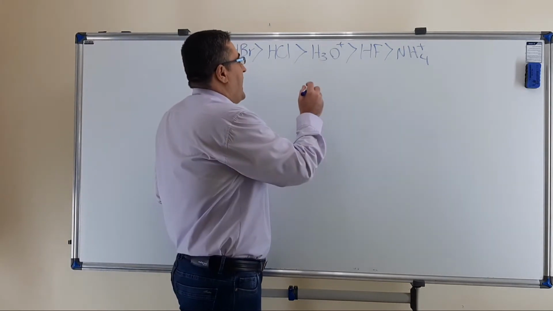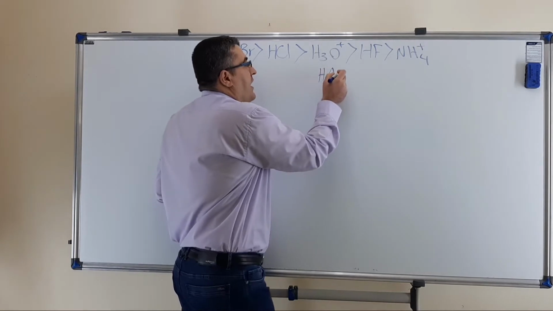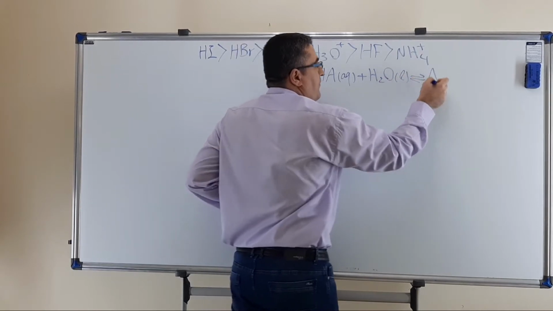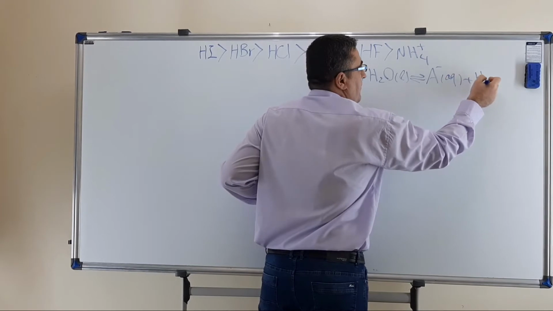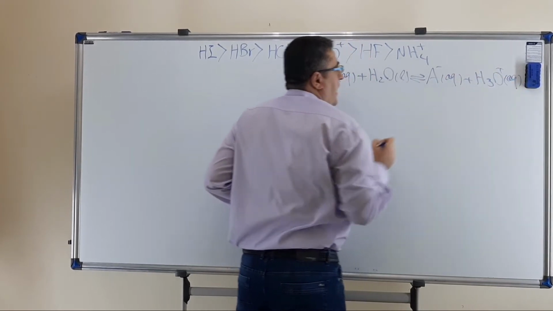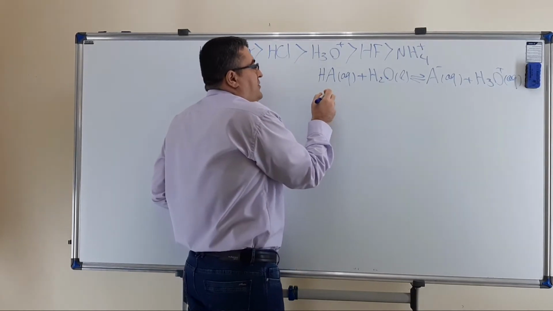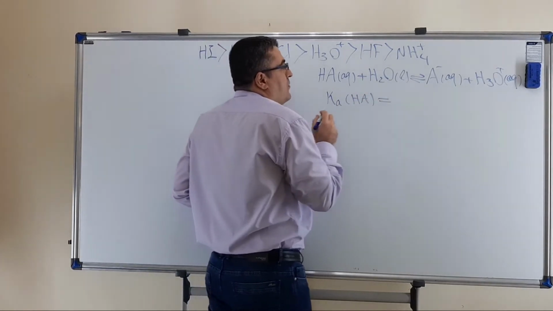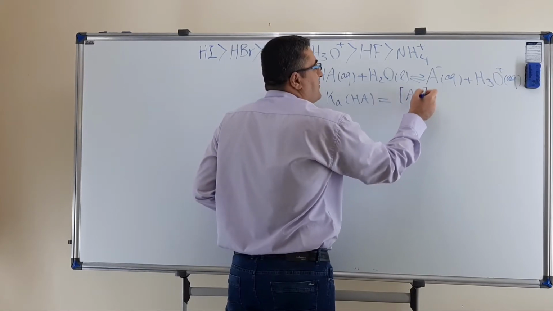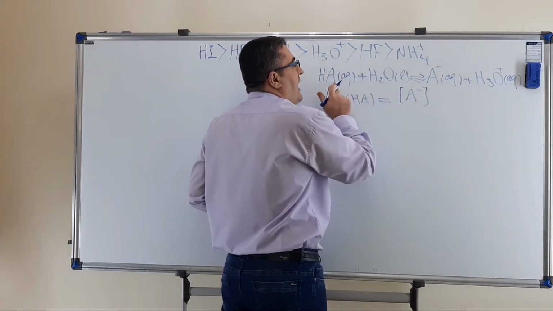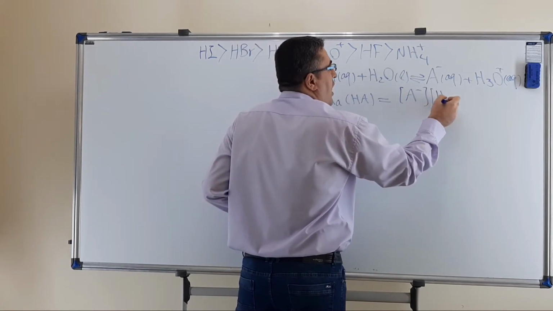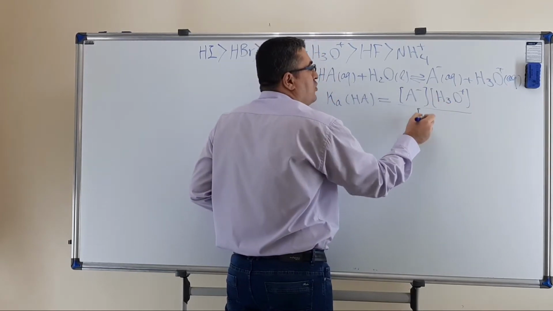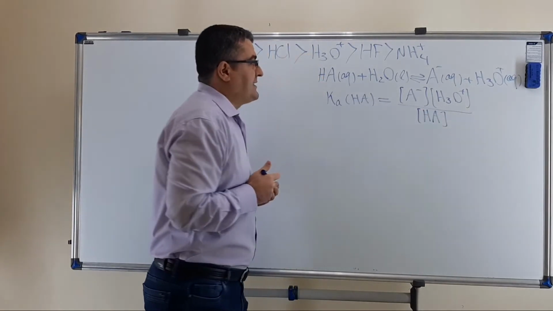For the Brønsted acid HA, in aqueous solutions, the acid dissociation reaction is as follows. The equilibrium constant of this reaction is the acidity constant of the Brønsted acid HA. In terms of equilibrium concentrations, it is equal to the equilibrium concentration of A-, the conjugate base of the acid, times the equilibrium concentration of the hydronium cation, the lyonium cation of the solvent here, over the equilibrium concentration of the conjugate acid.